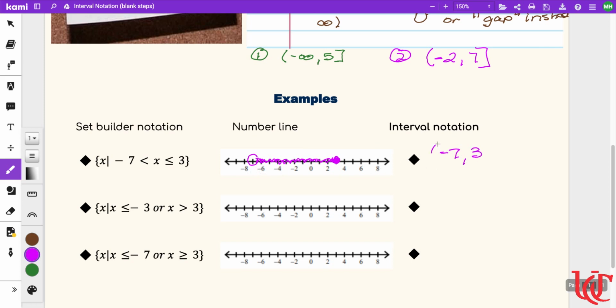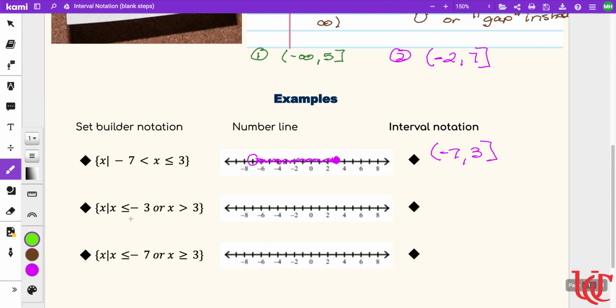7 had the open circle, so rounded bracket, rounded parenthesis, and then 3 is the closed circle, which is the bracket. All right, changing colors just a little bit, just so that we can see them maybe a little bit better.